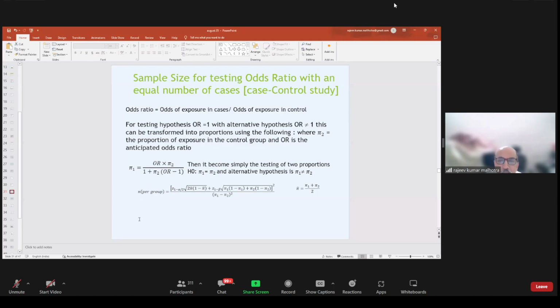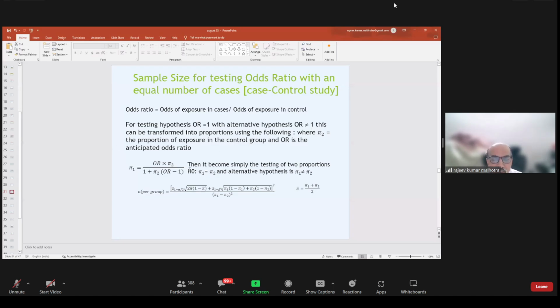Now, something that happens is that we may not be given the two proportions. In a case-control study, we may be given the odds ratio available from the past. So how do we calculate the sample size for comparing two groups if the odds ratio is available? In that case, our null hypothesis is that the odds ratio is 1. One means there is no difference between the odds of exposure in cases and the odds of exposure in controls. The alternative hypothesis is that the odds ratio is not equal to 1. It may be less than 1 or more than 1.